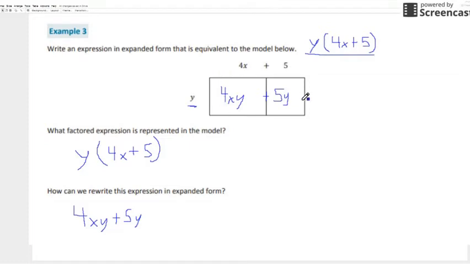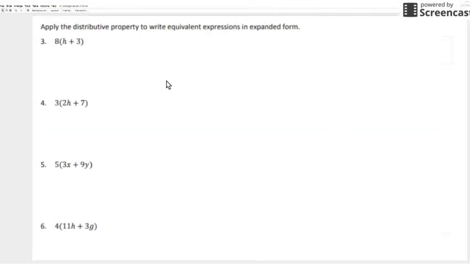And if you like this box here, please use it. I think it's a great tool. All right, so go ahead and stop the video. We're going to move on to one more video where we can go over some more examples of the distributive property.